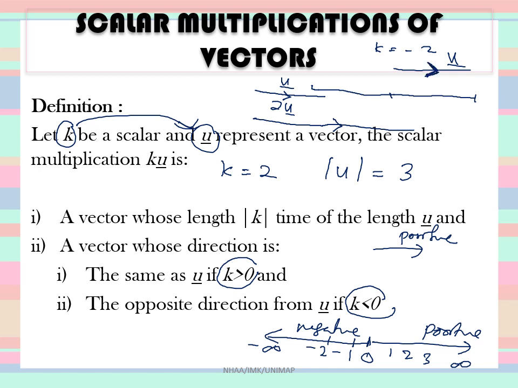If the direction of u is to the right, now negative 2 will change the direction of the current vector to the left. So this is negative 2u. Clear? Okay.